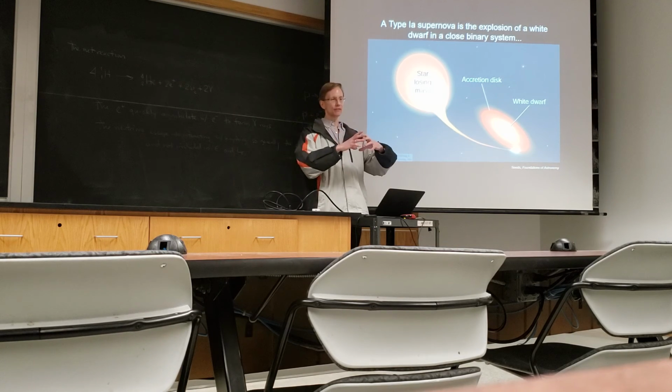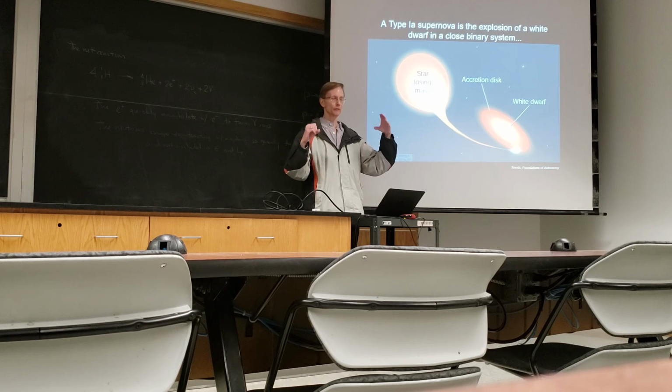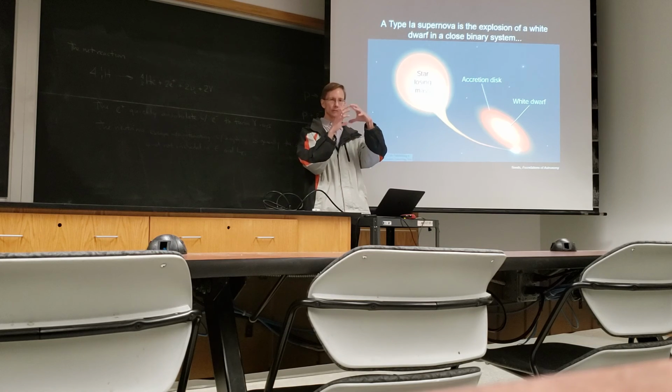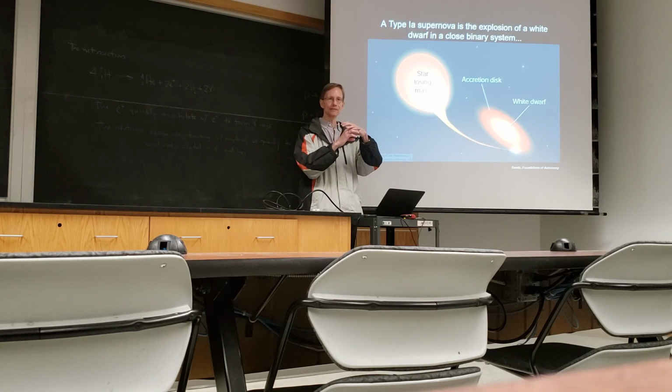The nova explosion blasts off a lot of material that accumulated on the white dwarf, but not all of it. So the white dwarf keeps overall gaining mass. And so you can have nova, nova, nova, nova, but then it gets massive enough that carbon fusion starts within the white dwarf and blows it to shreds.